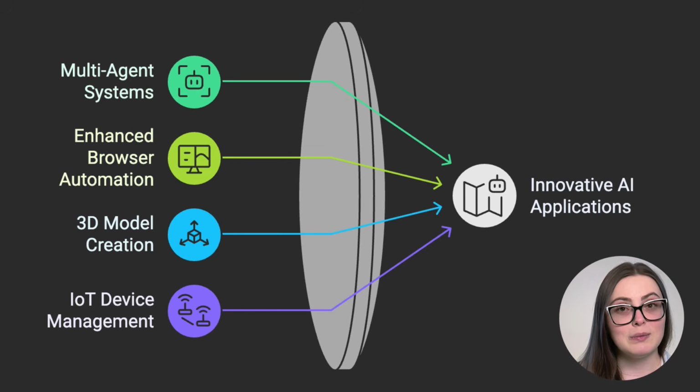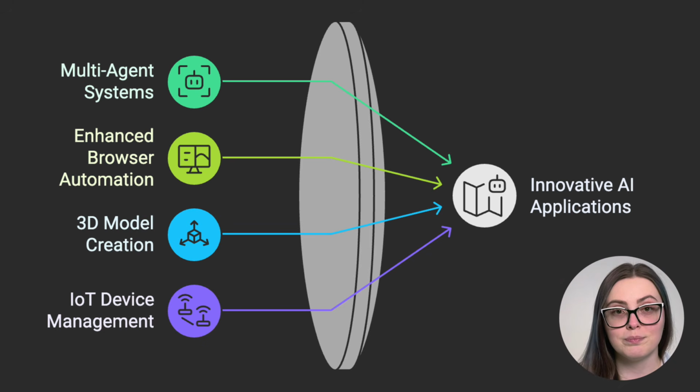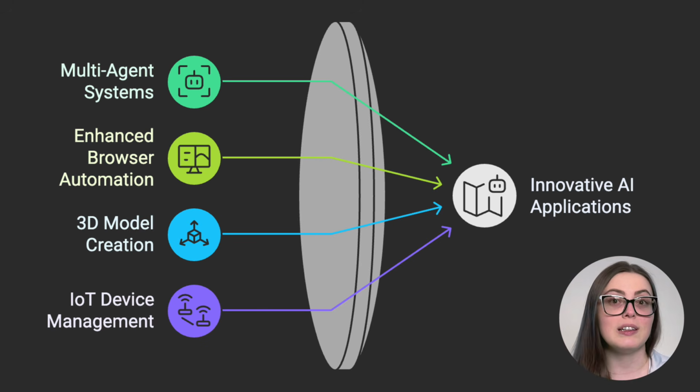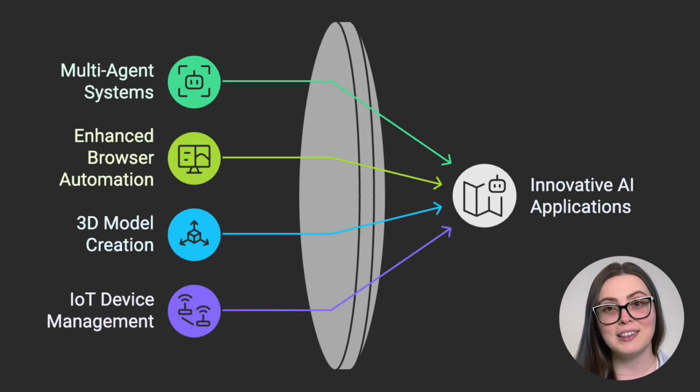In multi-agent systems, MCP provides a common protocol for multiple specialized agents to collaborate effectively on complex tasks. With enhanced browser automation, MCP-enabled Selenium servers allow AI-driven web interactions, performing tasks like form submissions and data extractions with human-like accuracy. Tools like Blender MCP empower AI to create and modify complex 3D models based just on natural language, opening new possibilities for design and content creation.